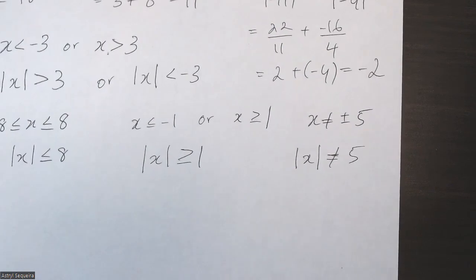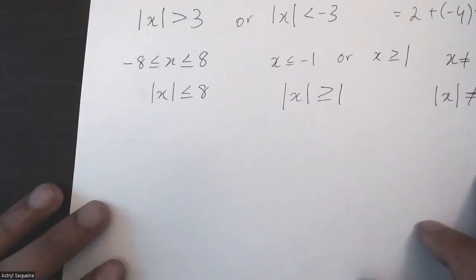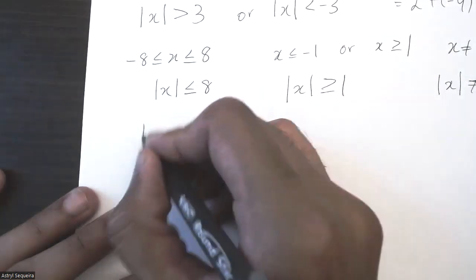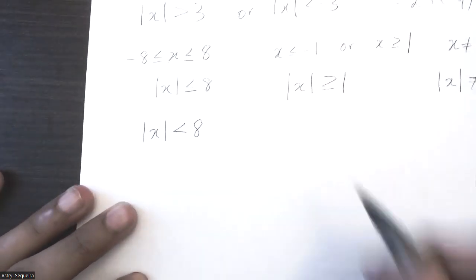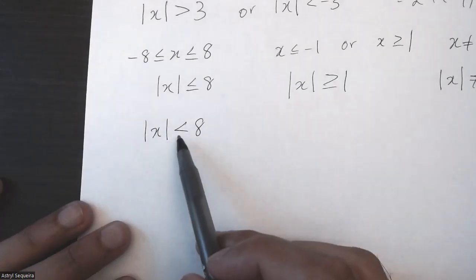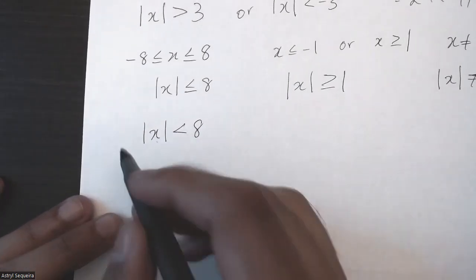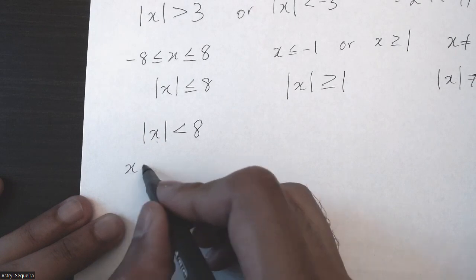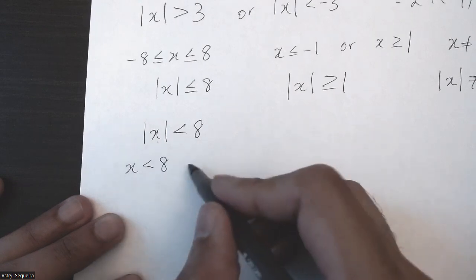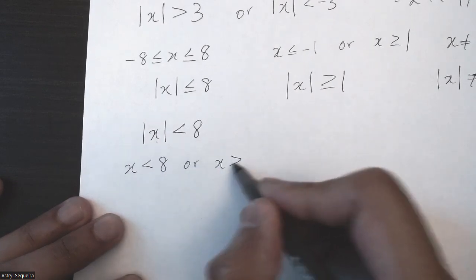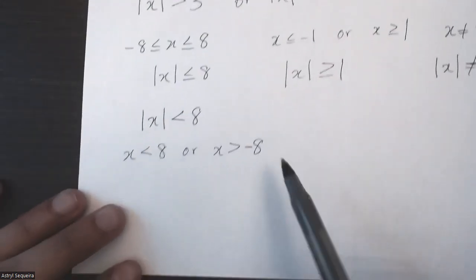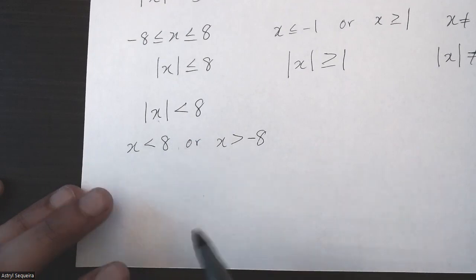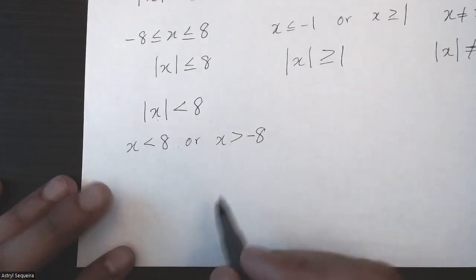Next thing we're going to do is learn how to graph on a number line. So we have absolute x is less than 8, and we want to graph this on a number line. Remember, if I have absolute x is less than 8, this is the same as x is less than 8 and x is greater than -8. This is what we learned. We did the backward steps in the previous question. But this is the same as this, and then I just have to graph this on a number line.